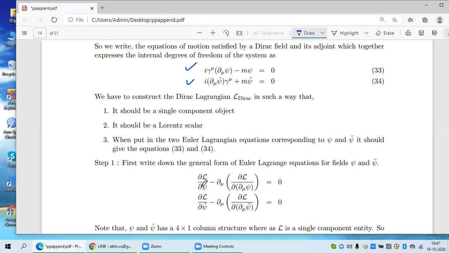So let me say it again. Given this Lagrangian, given these Euler Lagrange equations and these equations of motion of the Dirac field, we have to find out this Lagrangian L such that when put in this set of equations, it will give you this. Okay.